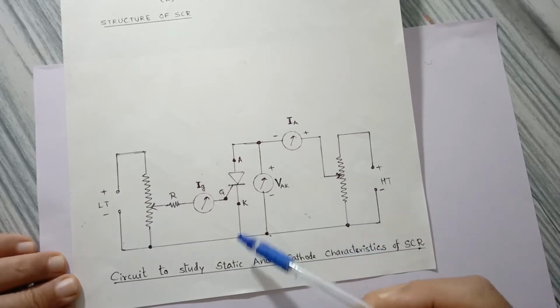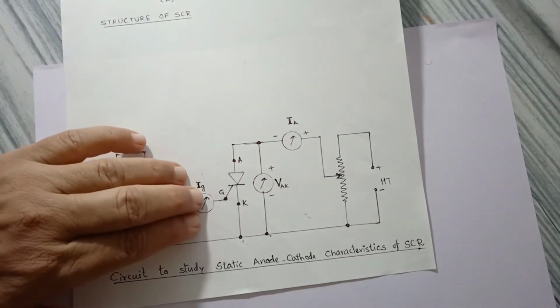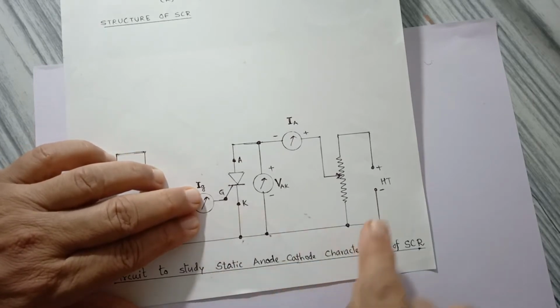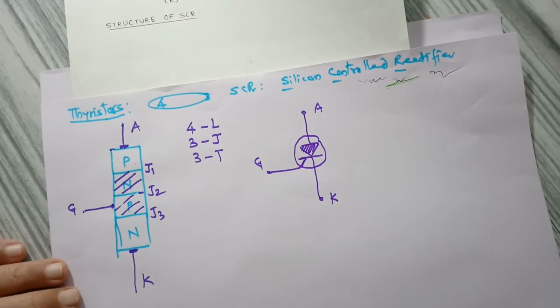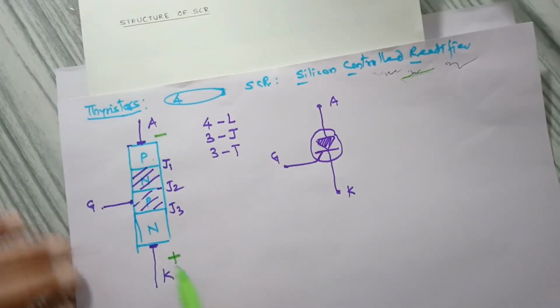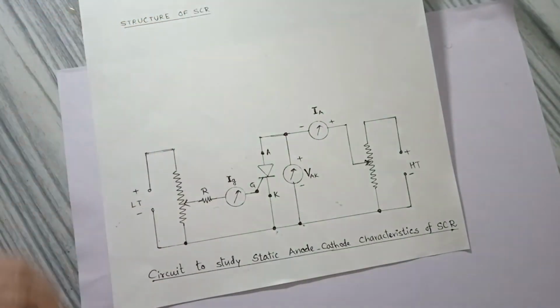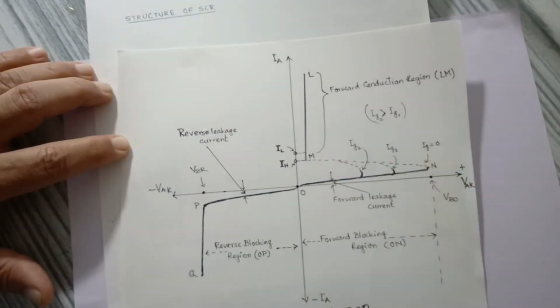So let us discuss the response of this SCR under different operating conditions, that means under reverse bias, forward bias, like that. Now initially suppose that this SCR is reverse biased. That means when you make the anode negative with respect to the cathode, this SCR will be reverse biased. Under that condition, its characteristic is like this. Look at this characteristic.